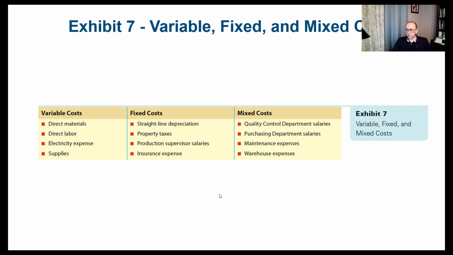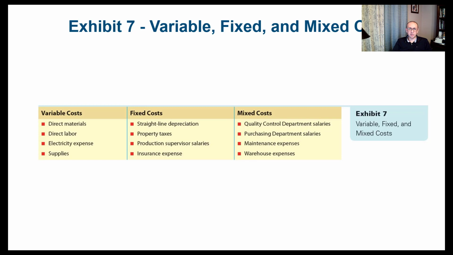Let's do some summary of variable cost, fixed cost, and mixed cost. Variable cost examples would be direct material, direct labor, electricity expenses, because that would be an expense that would increase with production, and supplies. For fixed cost: straight line depreciation, which is a fixed amount, property taxes, insurance expense, and production supervisory salaries. A mixed cost would have a flavor of both. So things like quality control department salaries, purchasing department salaries, maintenance expense, and warehouse expenses are typically good examples of costs that would be categorized as mixed cost.